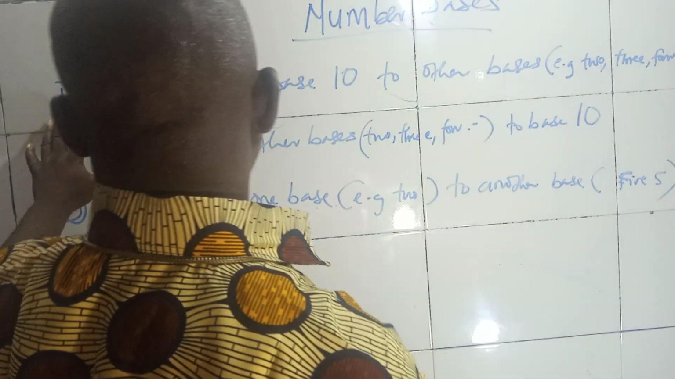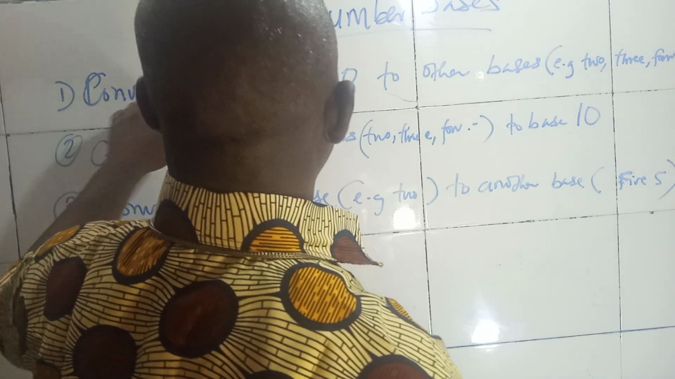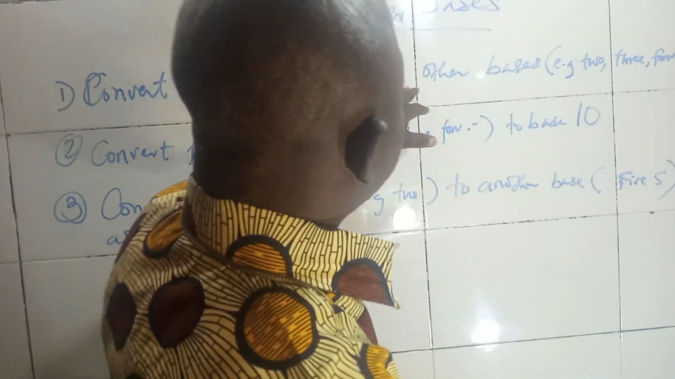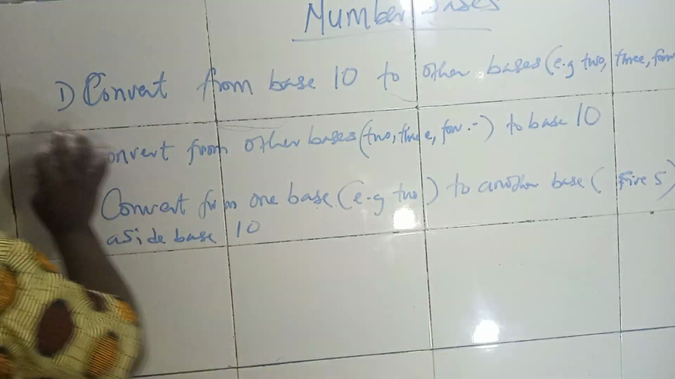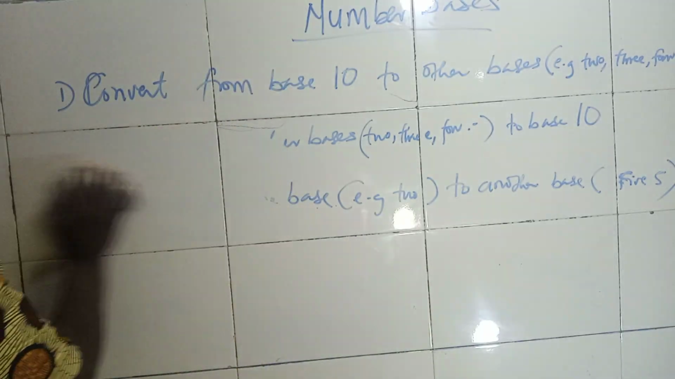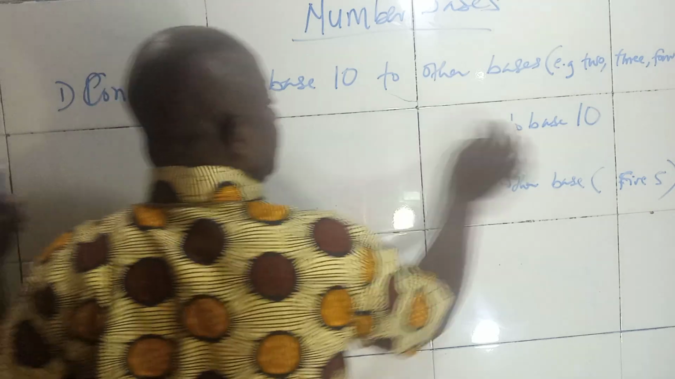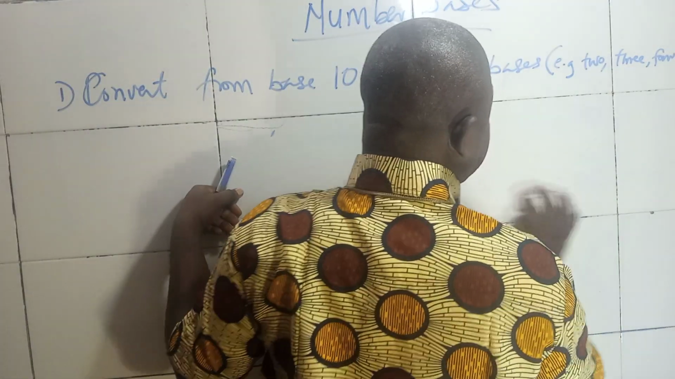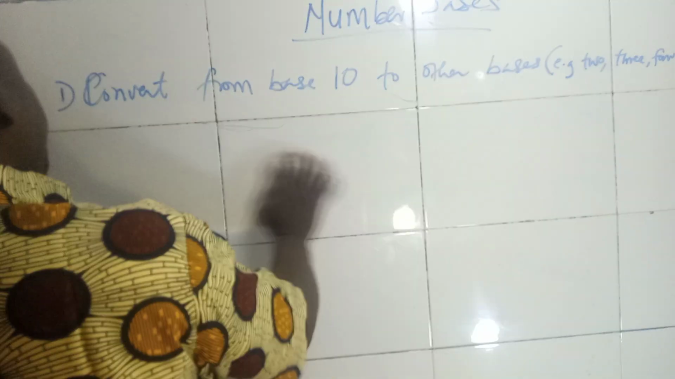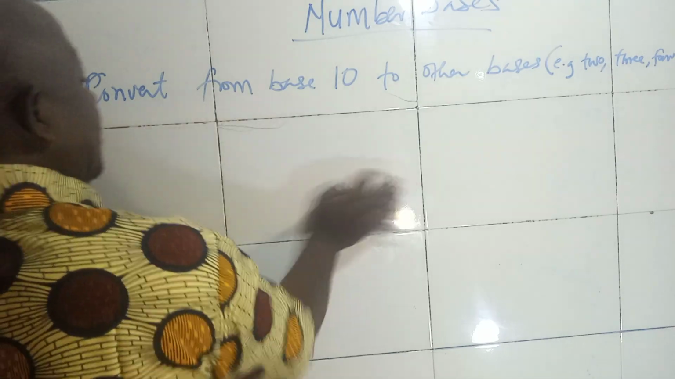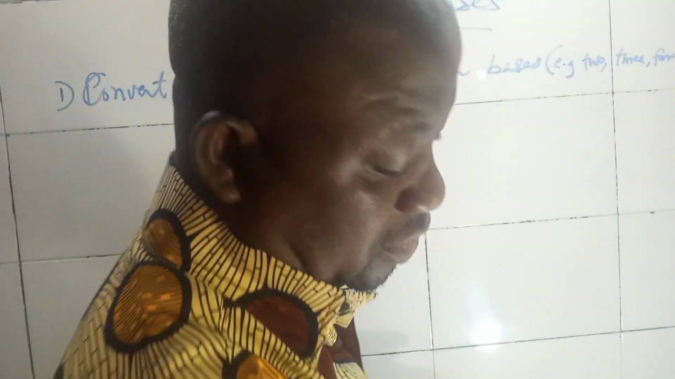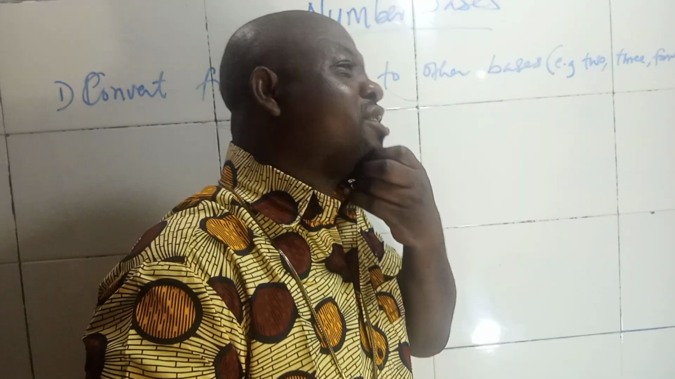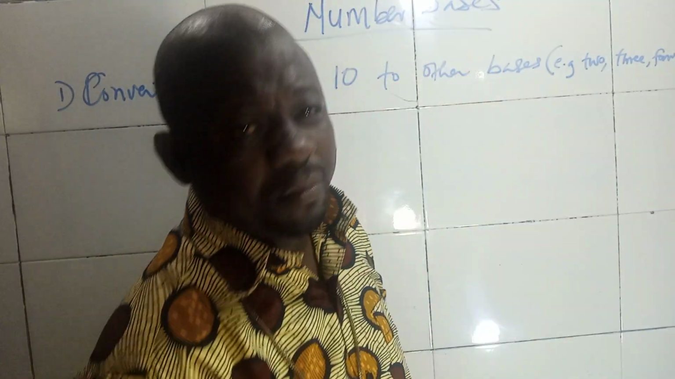So I'm going to pick it up one after the other. Let's start from the first one, which is convert from base 10 to other bases. I'm going to use examples to explain it, because that's the only way you can understand it. Then I will be very glad if you can pick up your textbooks and solve questions. Even if you can solve almost 100 or 200 questions related to number bases, it will be so fantastic.